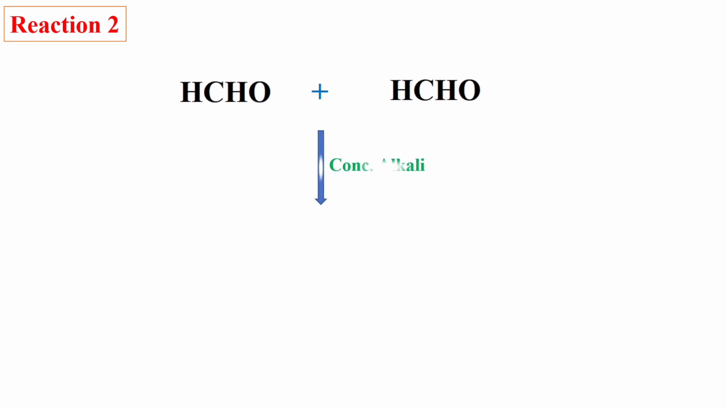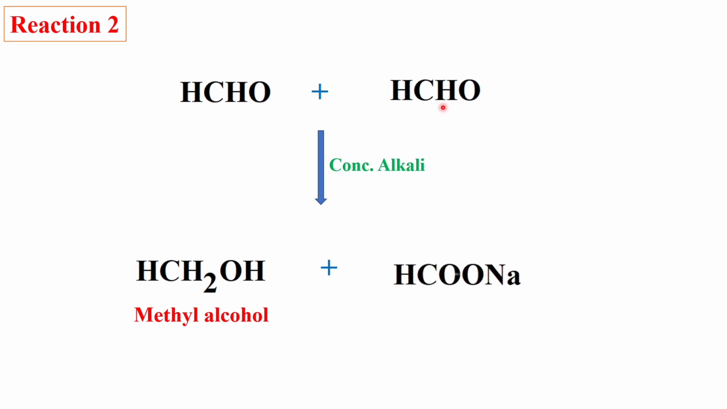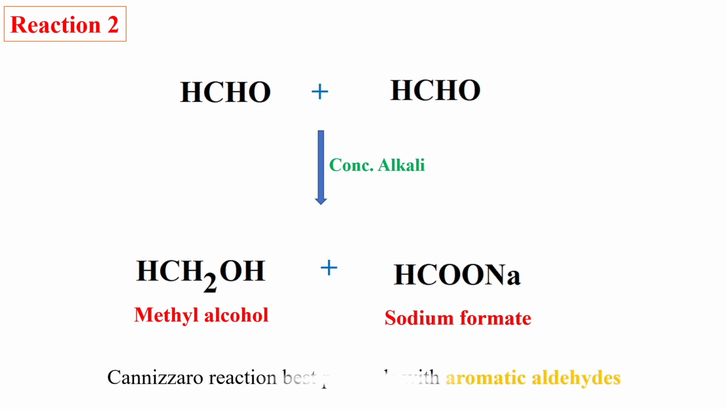Now we'll see the second reaction. Here we have taken 2 molecules of formaldehyde. That undergoes self-redox in the presence of concentrated alkali. One undergoes reduction, another one undergoes oxidation. On reduction, formaldehyde is reduced and we get methyl alcohol. On oxidation, formaldehyde gives a salt of formic acid, that is the sodium salt of formic acid called sodium formate. Usually this reaction proceeds best with aromatic aldehydes.